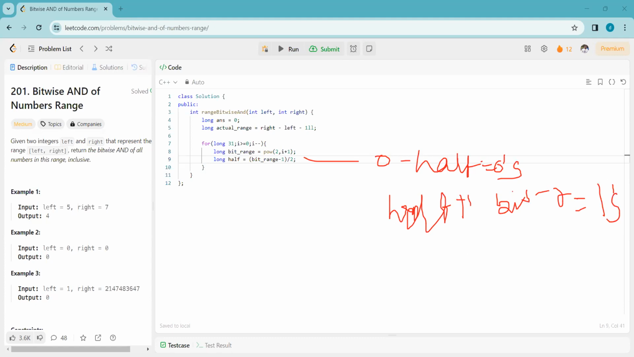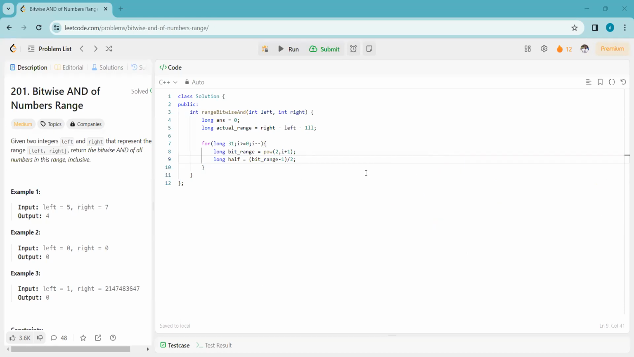So we will check those conditions. Since we have calculated, now we will see if the actual range is greater than bit range, that means this pattern must have been repeated. So in this case, our bitwise AND operation for that particular bit will be 0.